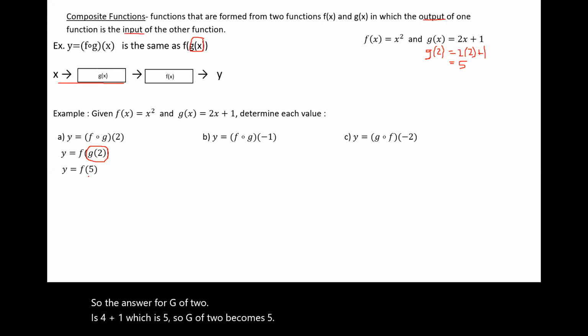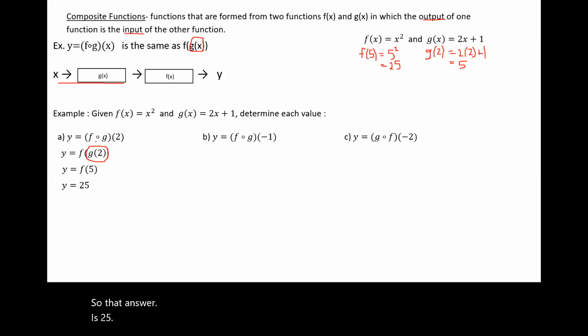We then calculate f of 5. To calculate f of 5, you're replacing x with 5. And so we get 5 squared. That answer is 25.